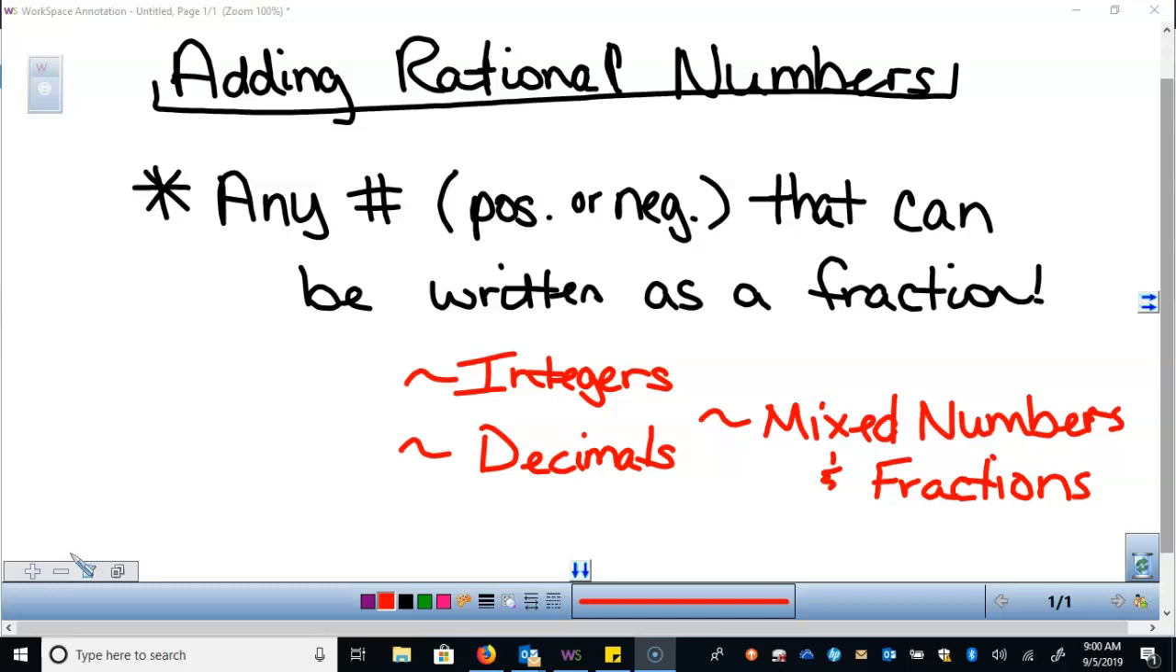Today in this video, we're going to be practicing how we add rational numbers. Now remember that a rational number is any number, whether it's positive or negative, that can be written as a fraction. This includes integers, decimals, mixed numbers, fractions, or most decimals, I should say. Not all decimals. Most decimals are rational numbers. Some are not. We'll get into that in a later video. But it also obviously includes mixed numbers and fractions.